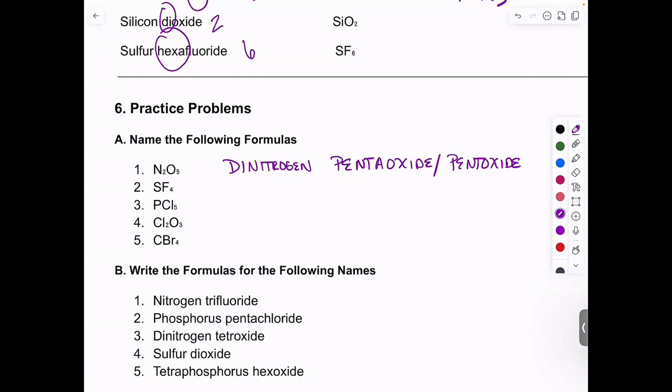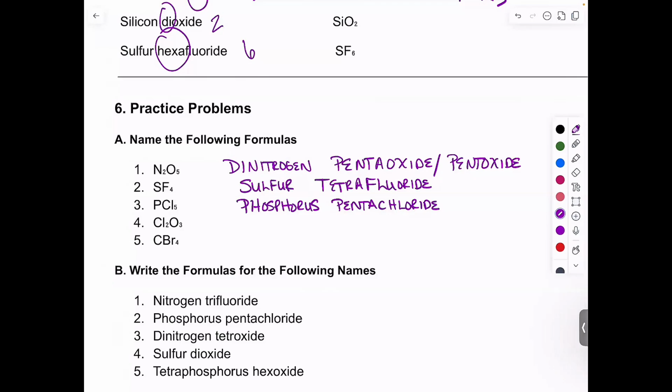For SF4, that's our sulfur. We don't need mono. Remember, mono is not needed on the first element. And we do need to indicate tetra for 4. Get tetrafluoride. And there's our PCl5. So we have phosphorus, no mono needed. And then we have 5 of those chloride or chlorine atoms.